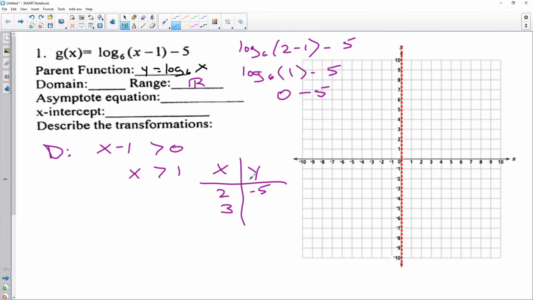Now I'm going to plug in a 3. This becomes 3 minus 1, which is 2. And now things get a little trickier. This is saying 6 to some power is 2. Oh, I don't know what that is.